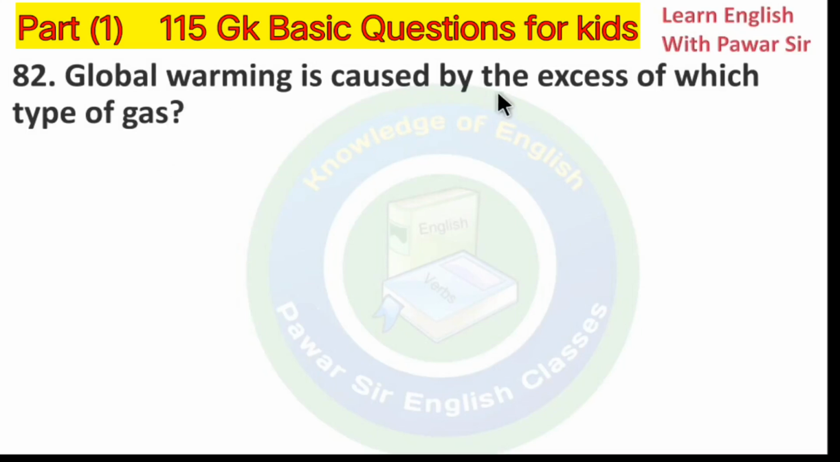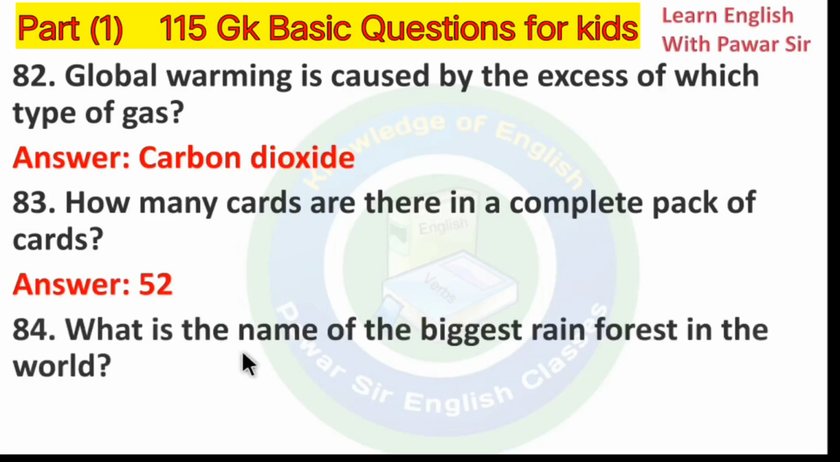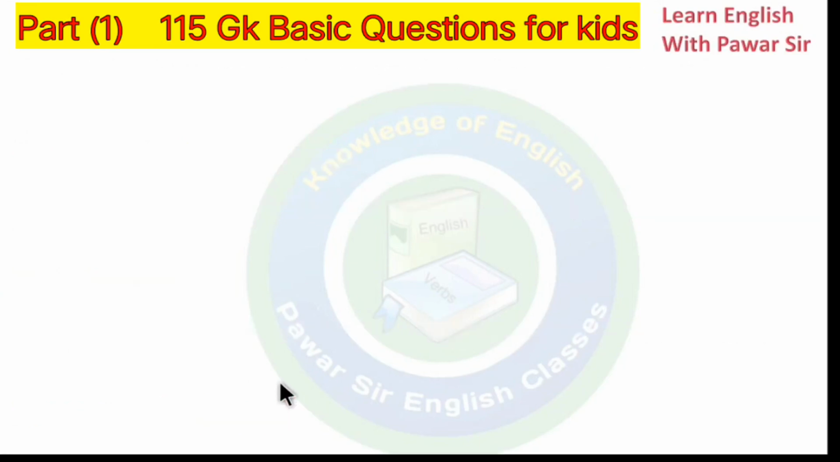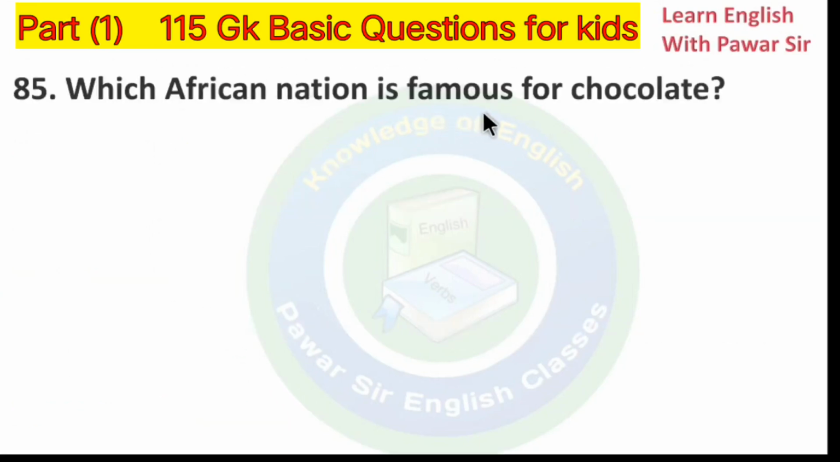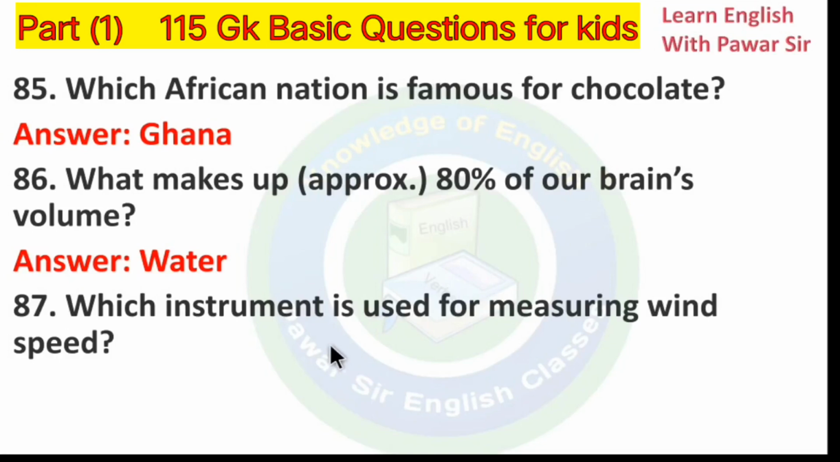Global warming is caused by the excess of which type of gas? Carbon dioxide. How many cards are there in a complete pack of cards? 52. What is the name of the biggest rainforest in the world? The Amazon. Which African nation is famous for chocolate? Ghana. What makes up approximately 80% of our brain's volume? Water.